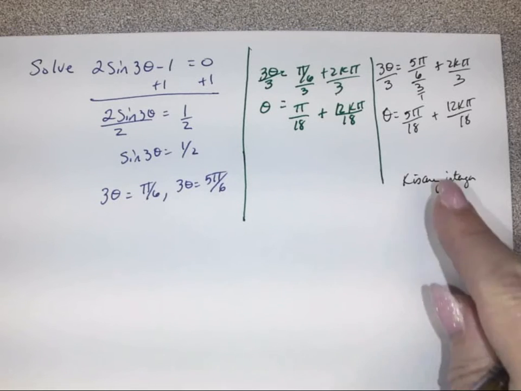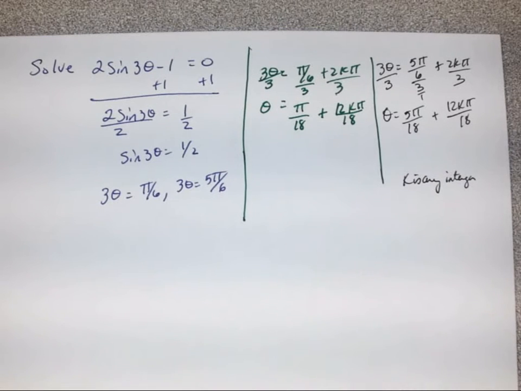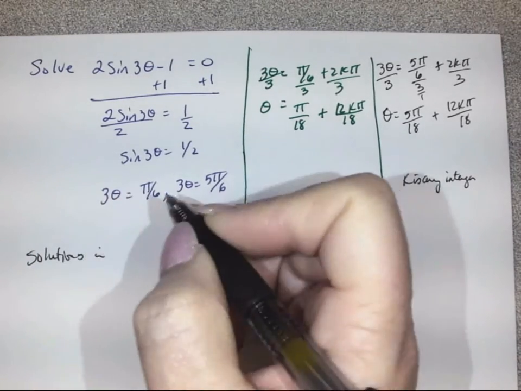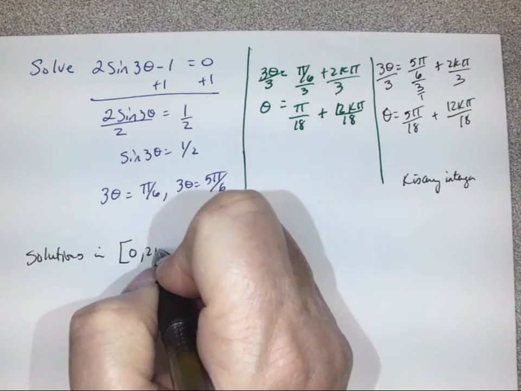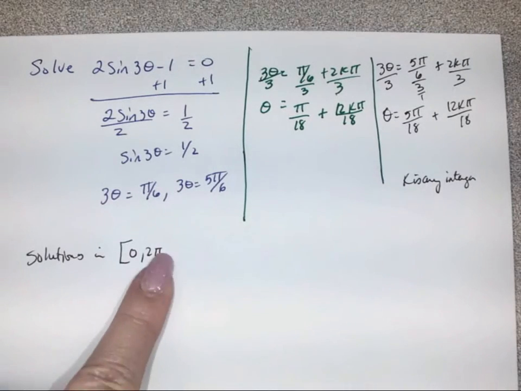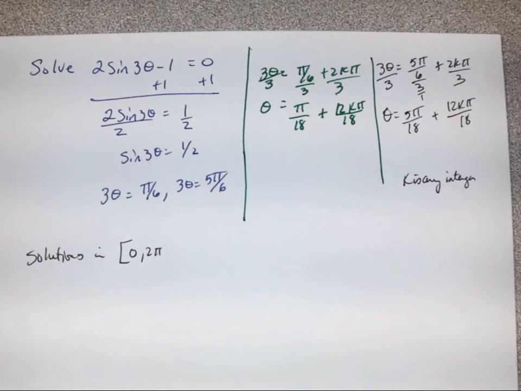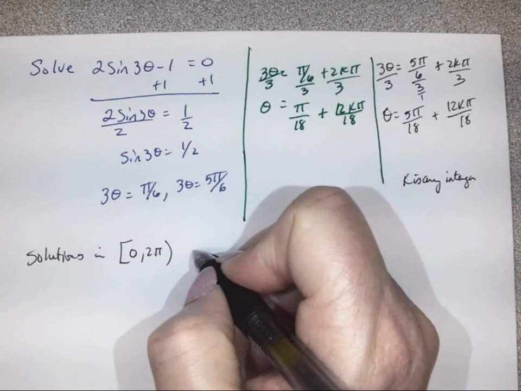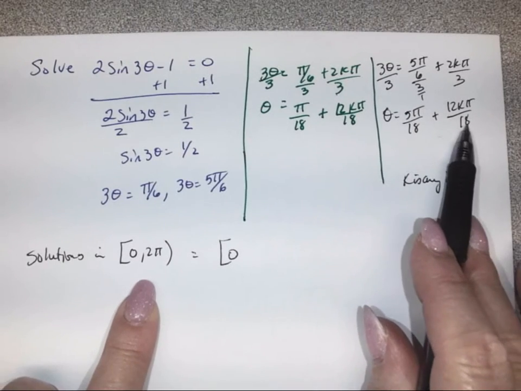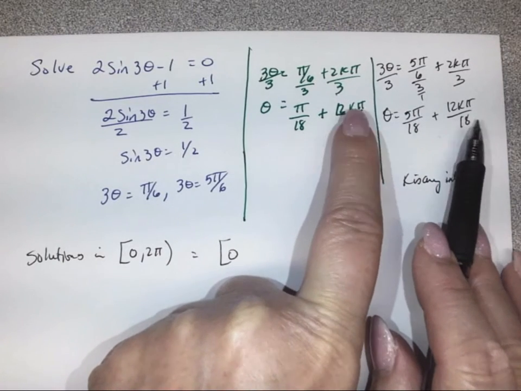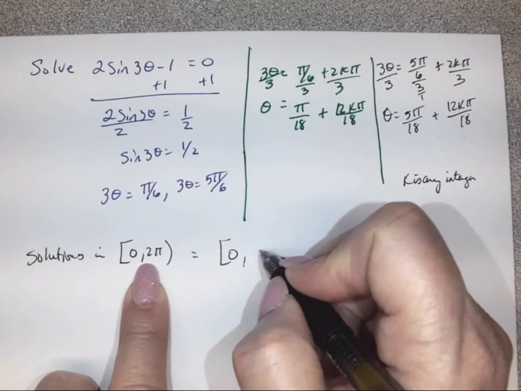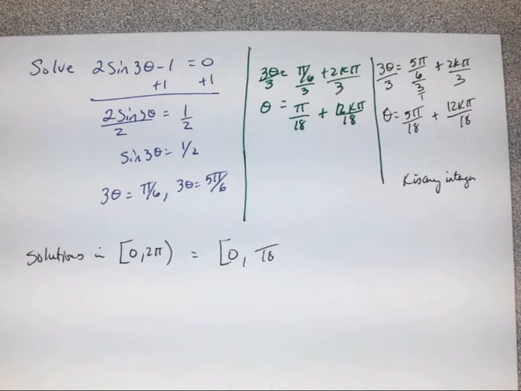And because we have that 3 theta, instead of just being 2 pi, we're looking for the solutions in 0 to 2 pi. But I need to get a common denominator. So I'm looking at 18, because I have to add 12k pi over 18. So I want 2 pi to be in 18ths, so that I can see where my 2 pi ends.